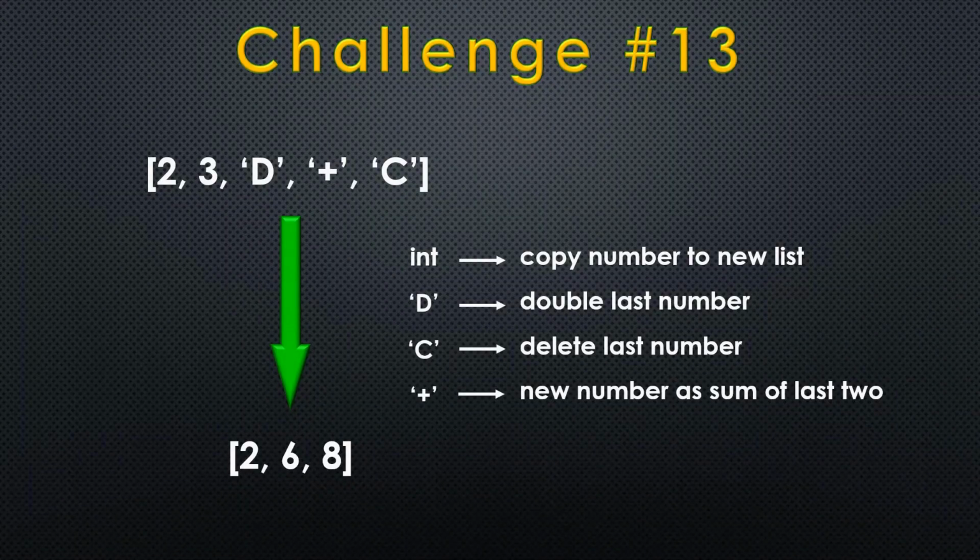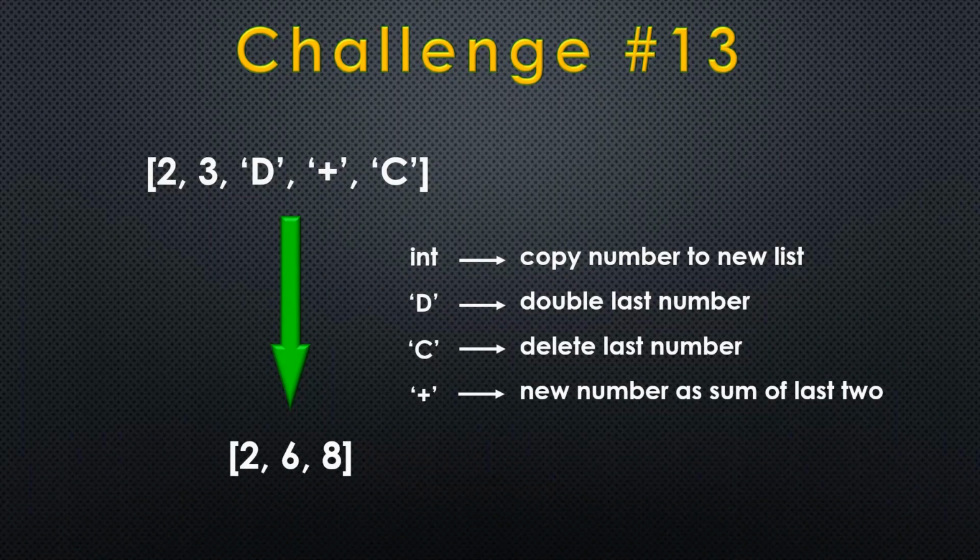If you get an integer in the first list, you copy it exactly into the second. If you get a character D in the first list, you have to double the last digit. The character C means you have to cancel the last score. And finally, the plus symbol means you have to add a new value equal to the sum of the previous two.